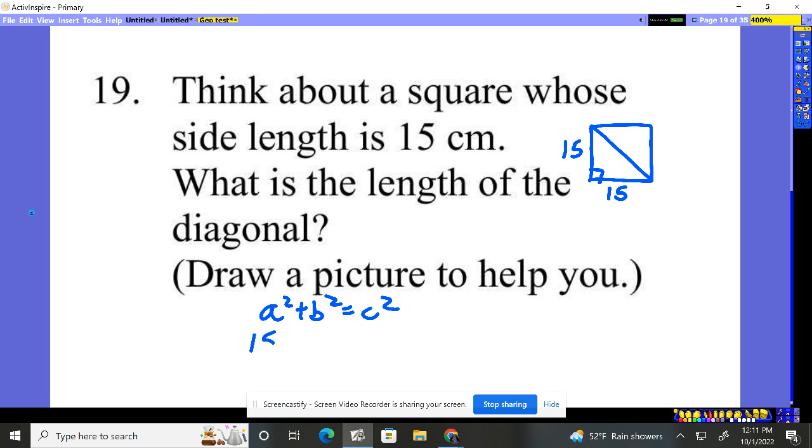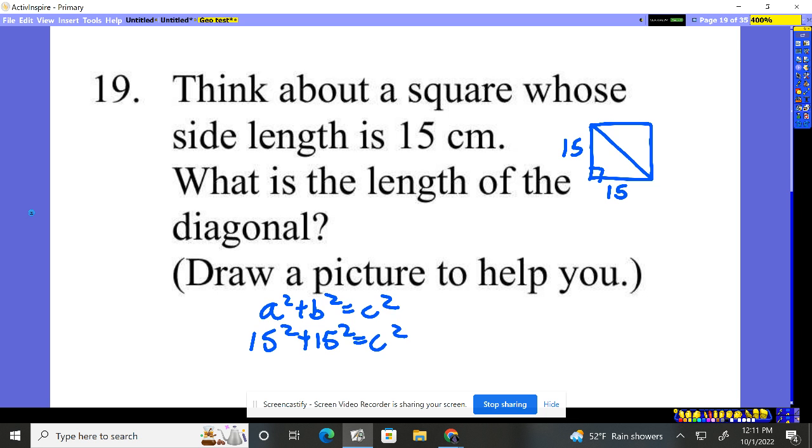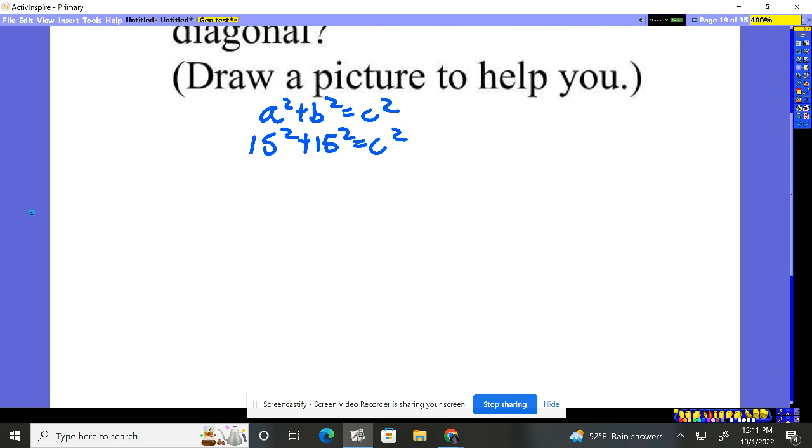I have 15, so I have 15 squared. The other leg is 15. That equals c squared. Okay, so I need to do 15 times 15. 15 times 15 is 225. I know that. 15 times 15, 225. And now I'll put it together. That's 450.